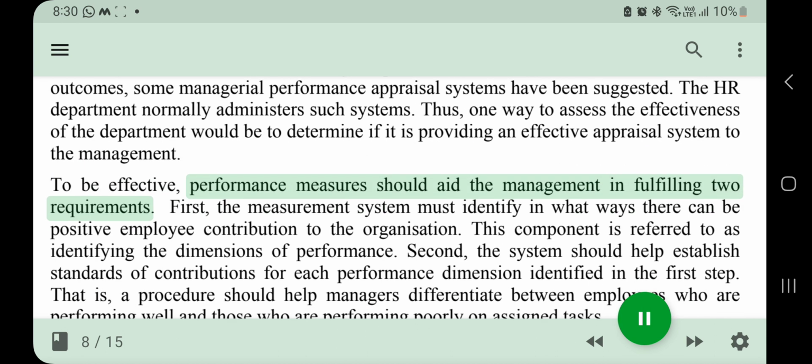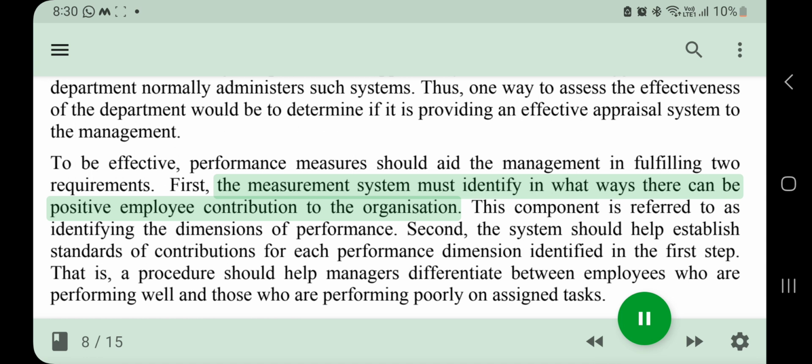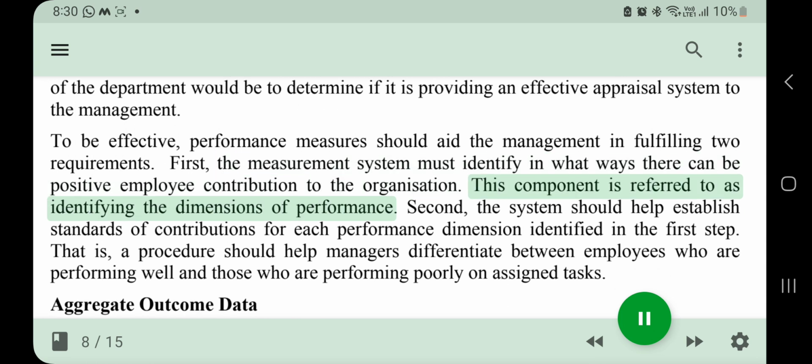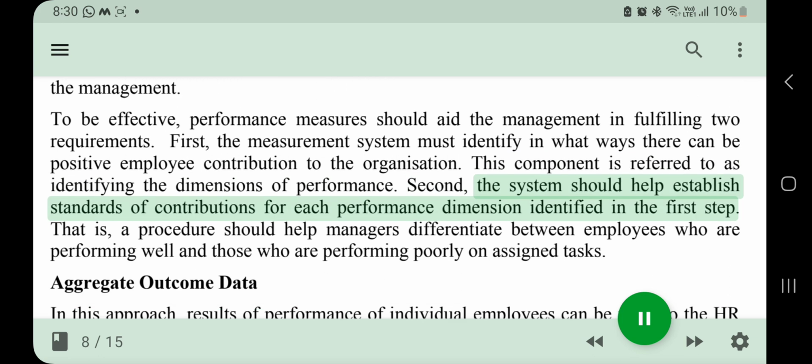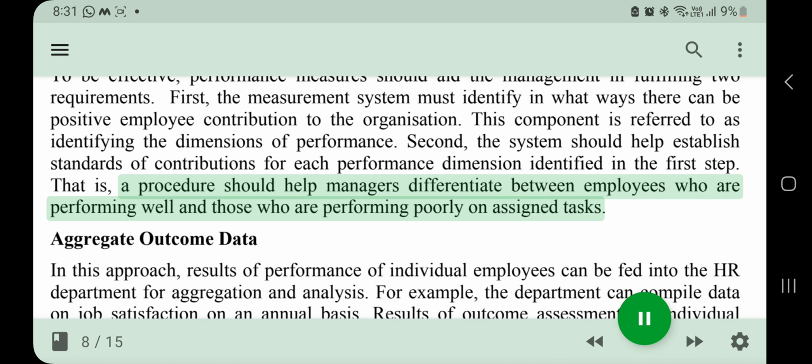To be effective, performance measures should aid the management in fulfilling two requirements. First, the measurement system must identify in what ways there can be positive employee contribution to the organization. This component is referred to as identifying the dimensions of performance. Second, the system should help establish standards of contributions for each performance dimension identified in the first step. That is, a procedure should help managers differentiate between employees who are performing well and those who are performing poorly on assigned tasks.